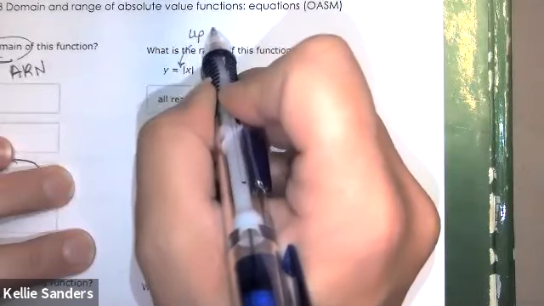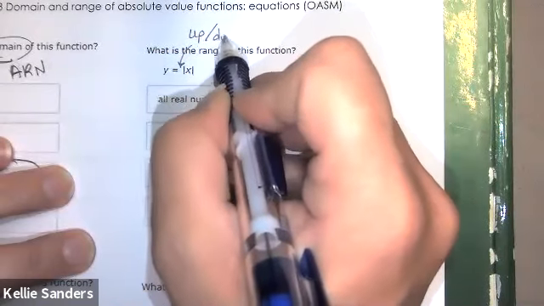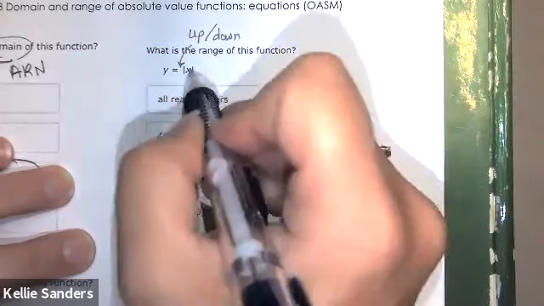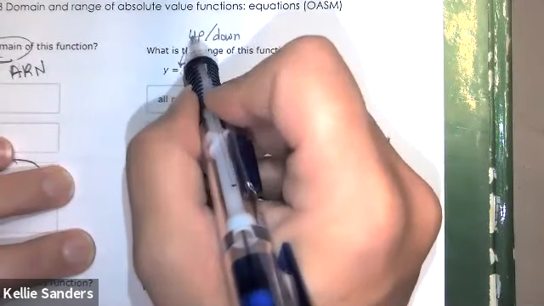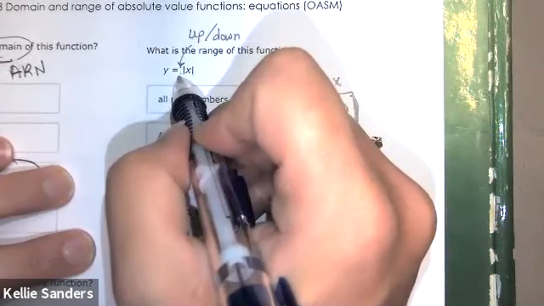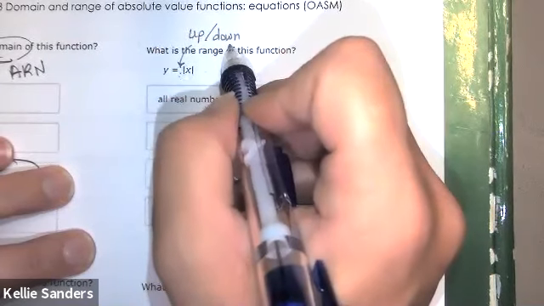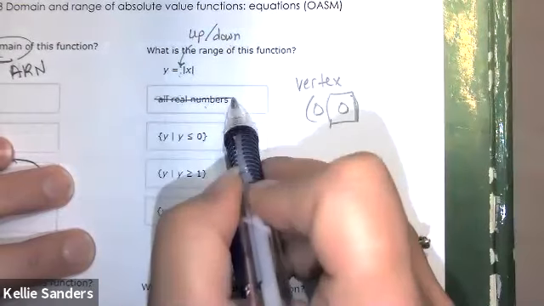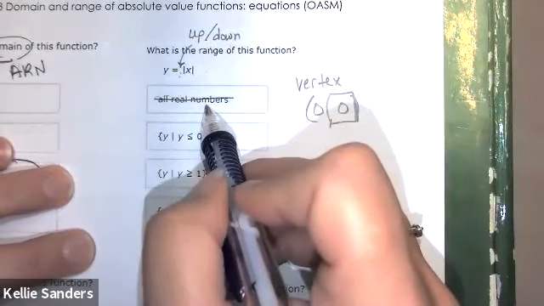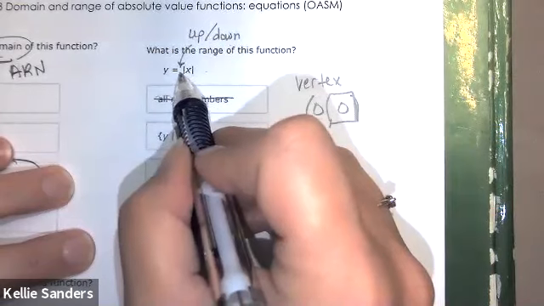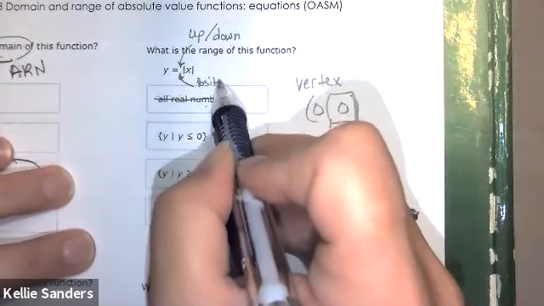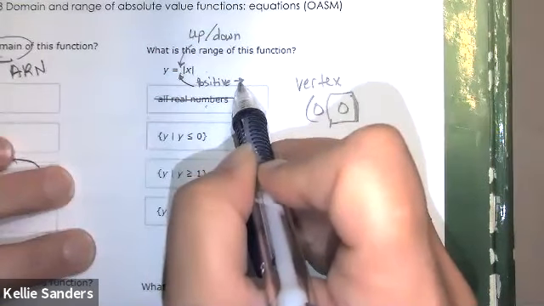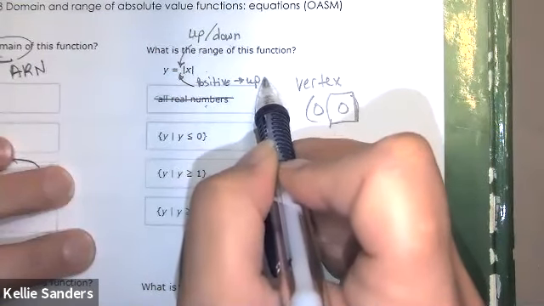And remember, this is what we want to know for the range. This is going to tell you if the V is going to go up or the V is going to go down. If there's not a negative on the outside, that means it's positive. And if it's positive, it's going up. If there's a negative in front of it, then it means that it's negative and it's going to go down. So the range is never going to be all real numbers. And I know this is positive. Therefore, it's going to go up.